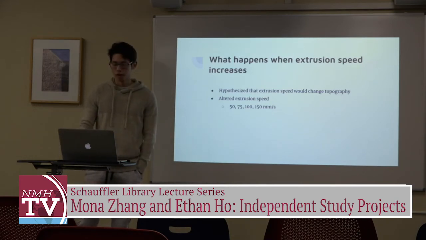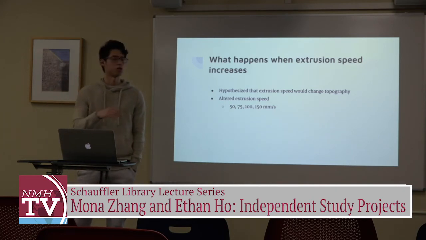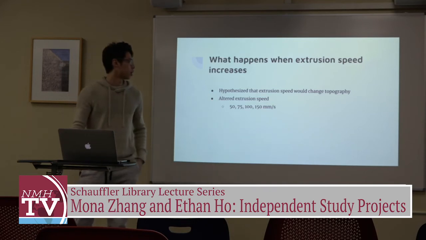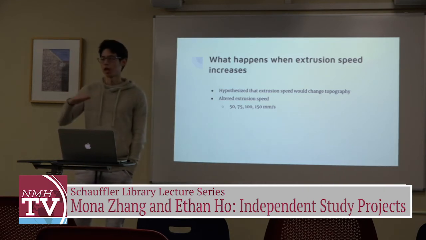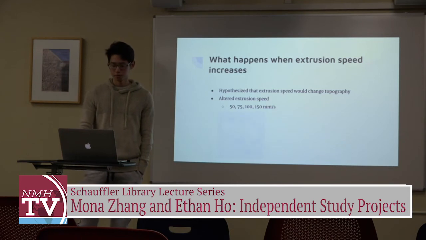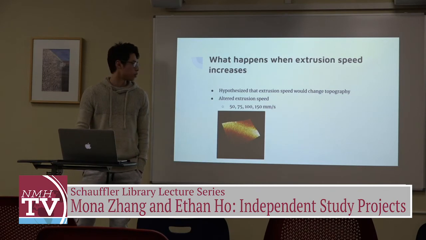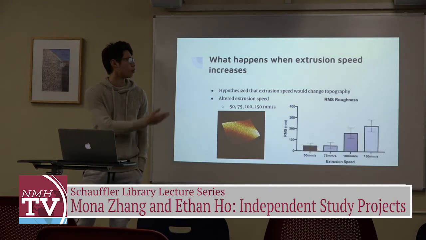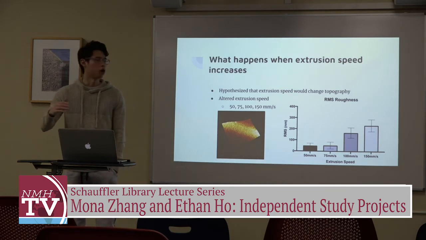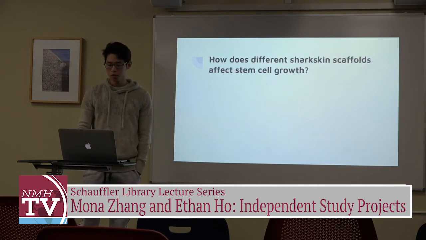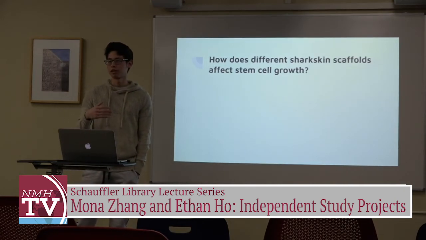So I hypothesized that when you increase the extrusion speed, that would change the topography of the scaffold as well. I used four groups of speed, 50, 75, 100, 150, to model different kinds of roughness and see how it affects things. Again, using the machine that tells you the nano roughness of the scaffold, we see that RMS, which is the average roughness of each scaffold, increases by a lot as the speed goes up. That's really interesting, because then we can place stem cells on it and see how this nanotopography affects stem cell growth.